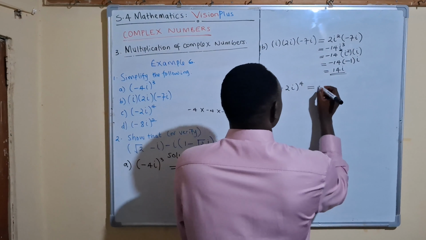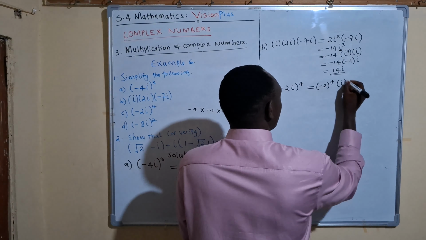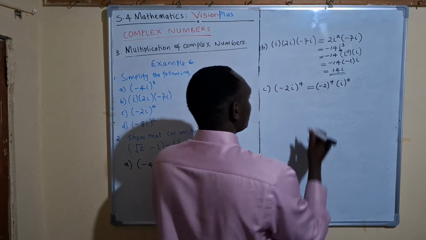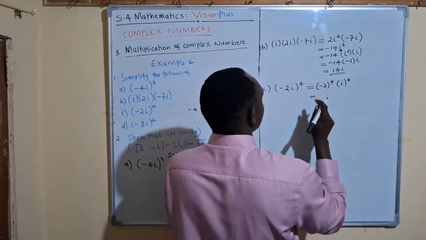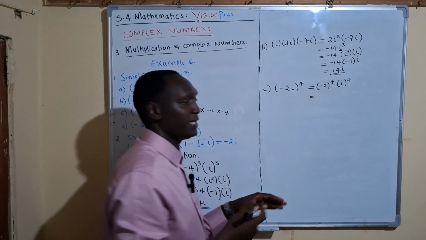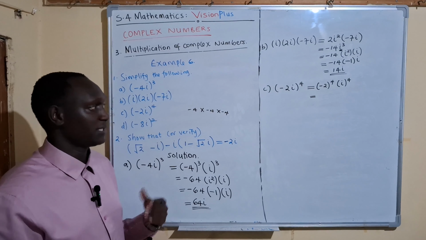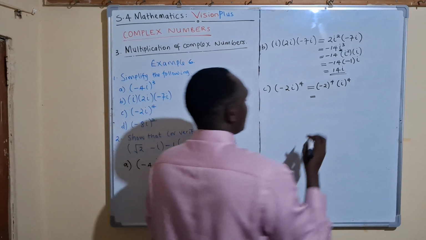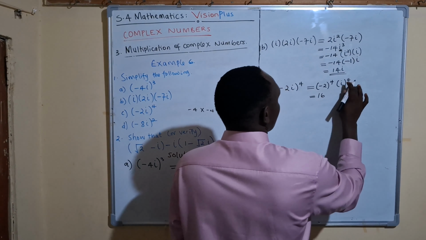Now, since it is a product here, we shall have negative 2 to the power 4 and then i to the power 4. What is 2 to the power 4? That is 2 times 2 times 2, 4 times. Multiply negative 2 times negative 2 times negative 2 times negative 2, up to 4 times, and that will give us positive 16.